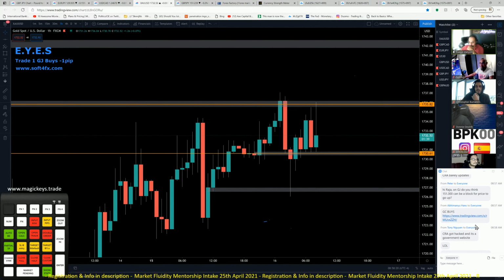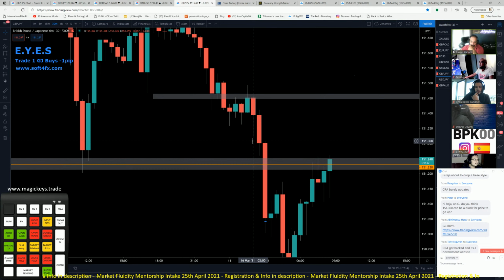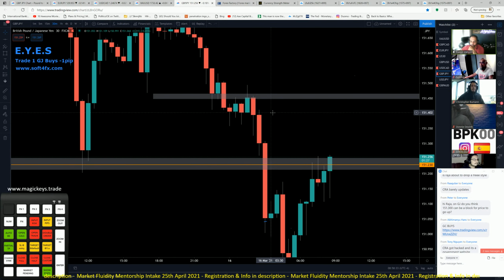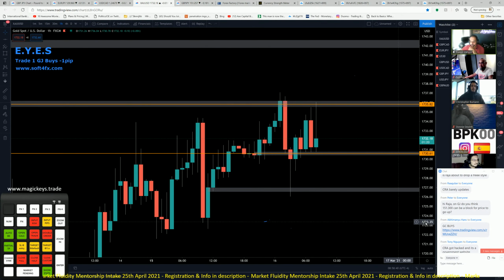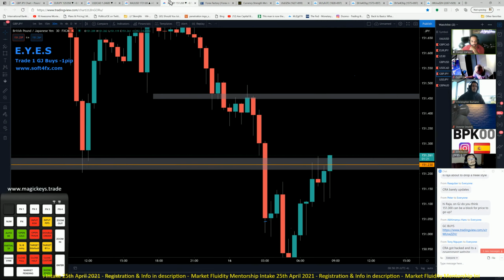Do you think 151.300 can be a block for price to move up? I don't know. I think we should be moving up towards 151.400 if we're breaking above this area over here. We got about 1.5 minutes left at this point. Took this impulsive trade on gold. Oh, GBP/CAD. Okay, nice. Breaking above, should continue up with volume with the next hour.